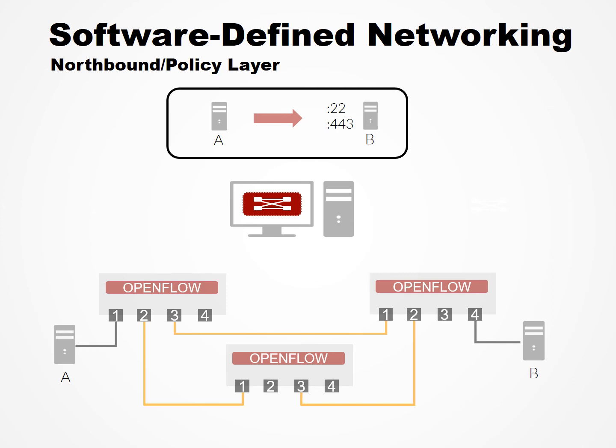This could be a JSON formatted request, it could be a drag and drop menu in the GUI, or it could be anything else. This will be sent to the controller, and the controller will map that request to OpenFlow rules that would realize that policy.